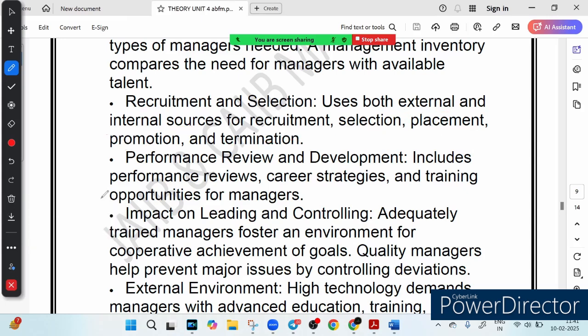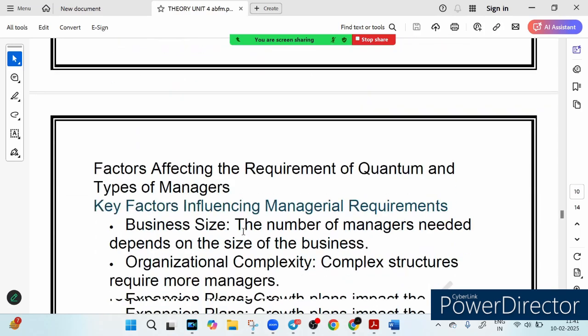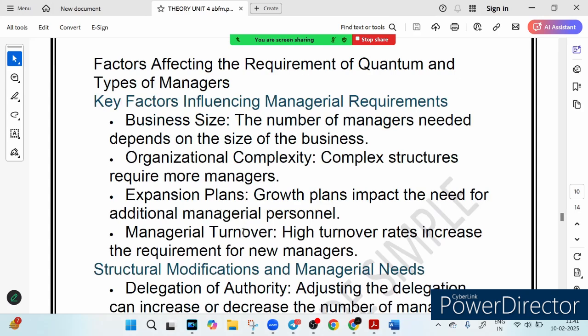Then we have something called performance review and development. So it includes performance review, career strategies and training opportunities for managers. So what are the impacts on leading and controlling? Adequately trained managers foster an environment for cooperative achievement of goals. High technology demands managers with advanced education, training and expertise. Now, what are the factors affecting the requirement of quantum and types of managers?